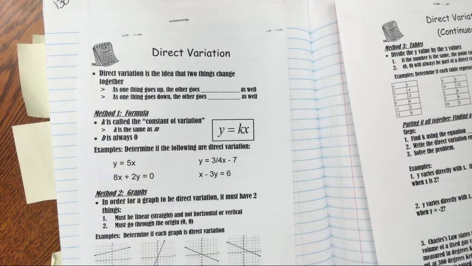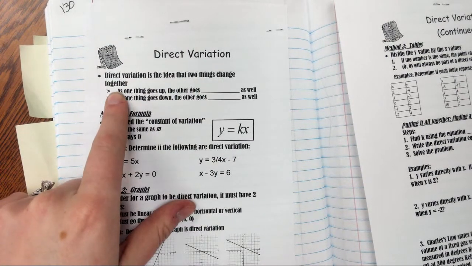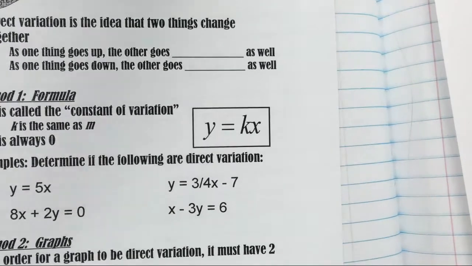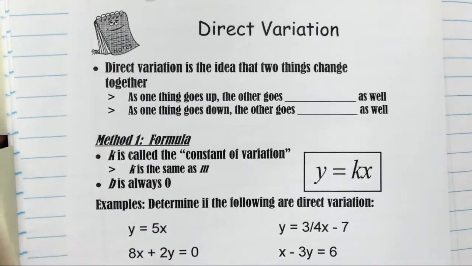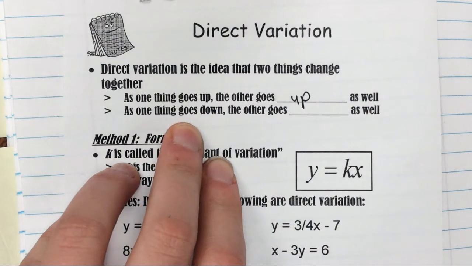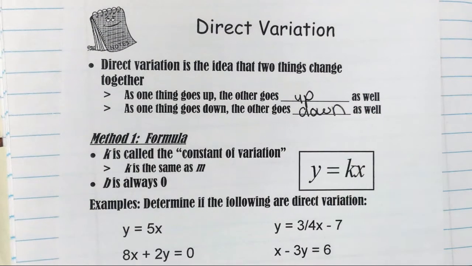In today's video, we're going to talk about direct variation. Direct variation is the idea that two things change together. So what that means is, as one thing goes up, the other goes up as well. And as one thing or variable goes down, the other goes down as well.